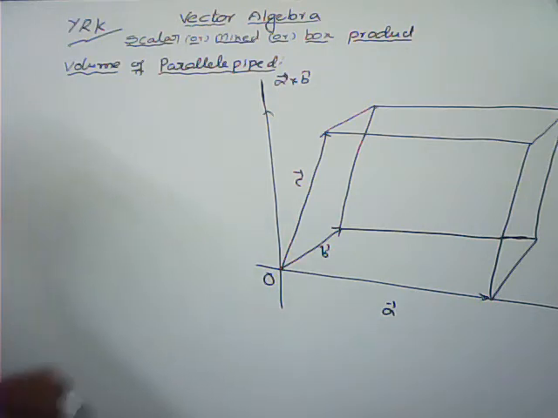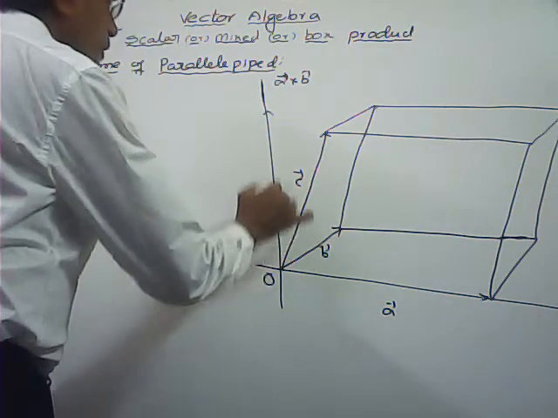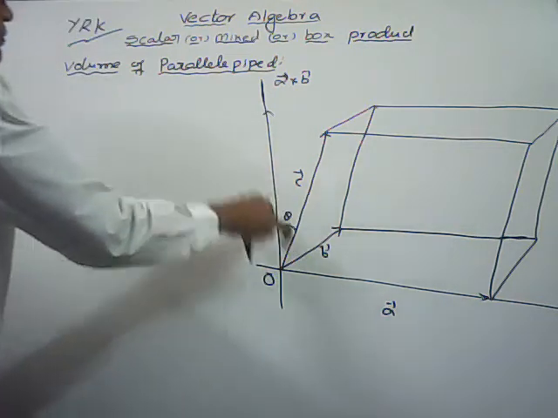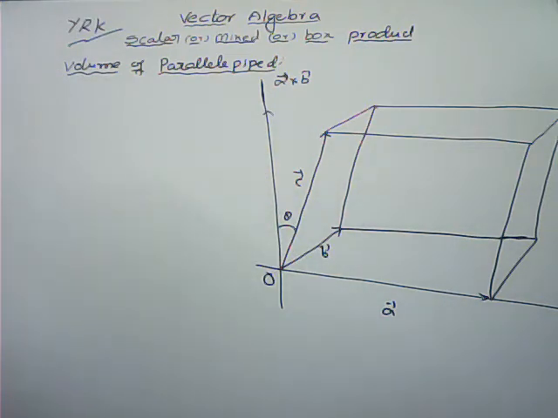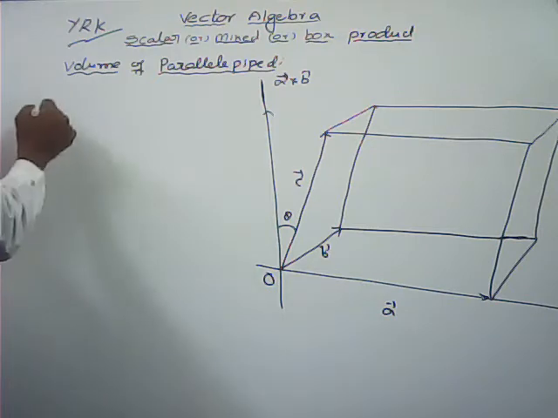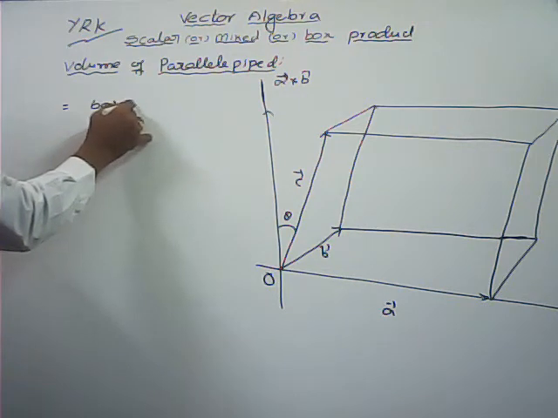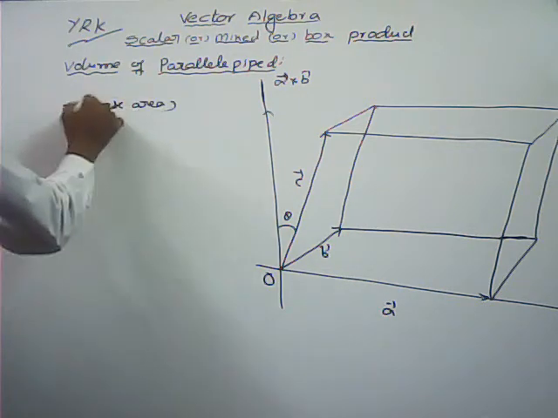Now here angle between these two I am taking theta. This is the theta between C bar and A bar cross B bar. Now volume of the parallelopiped, that is equal to base area into height.